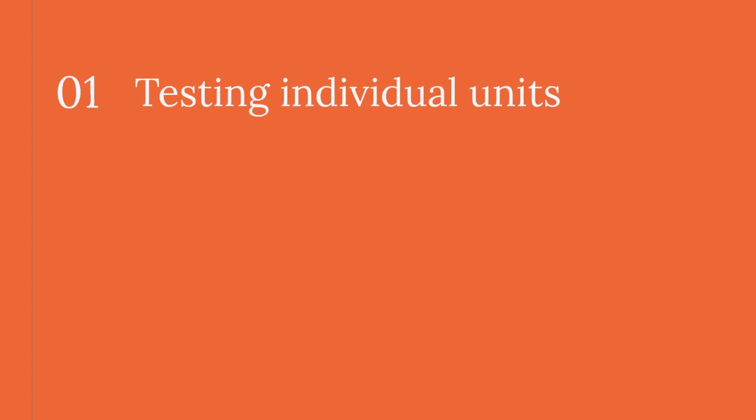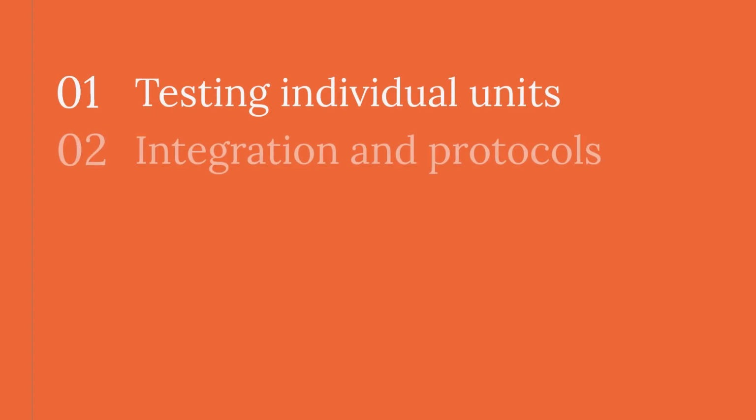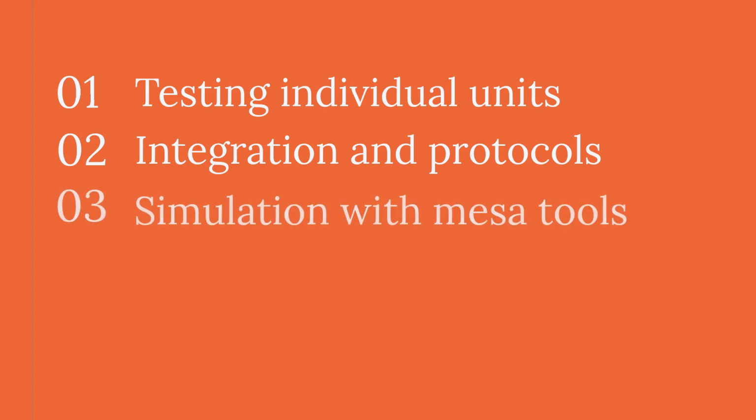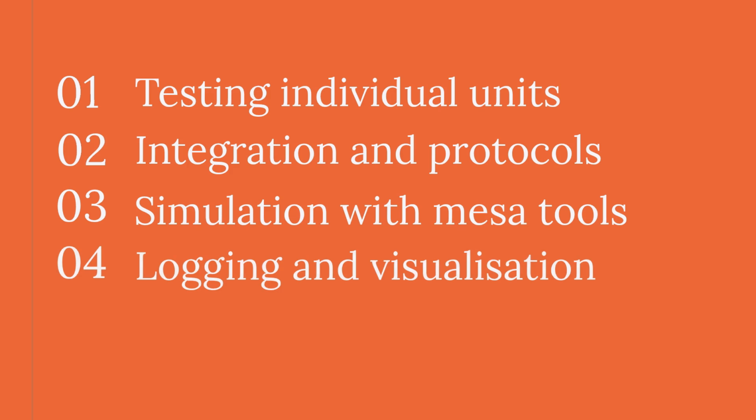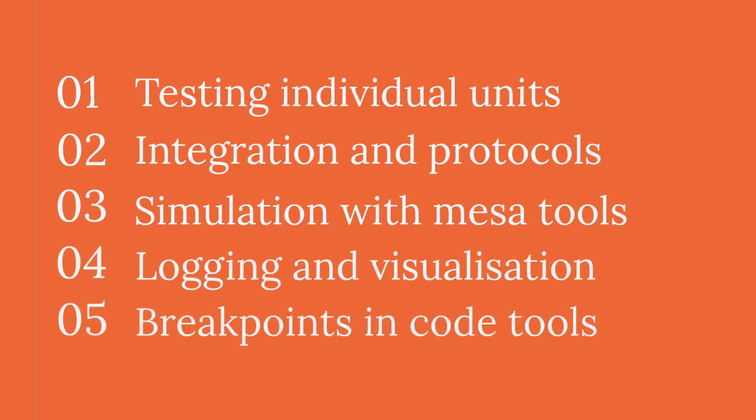Reliable agents need testing and debugging. Unit testing checks individual components, such as perception, reasoning, or action modules. Integration testing checks component interactions and communication protocols. Simulation testing uses tools such as Mesa or Pygame. Debugging methods include logging, visualization with Matplotlib, and breakpoints in integrated development environments such as PyCharm or Visual Studio Code.